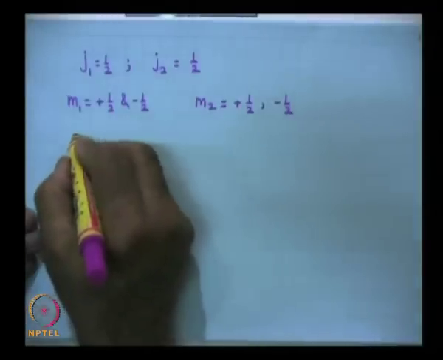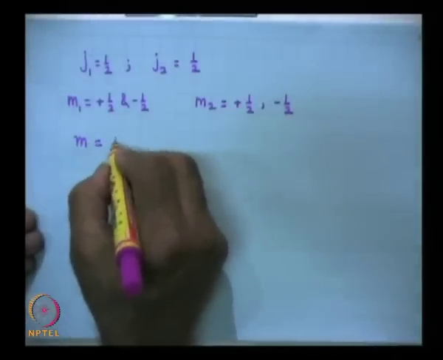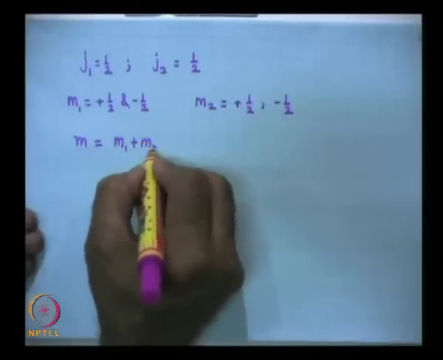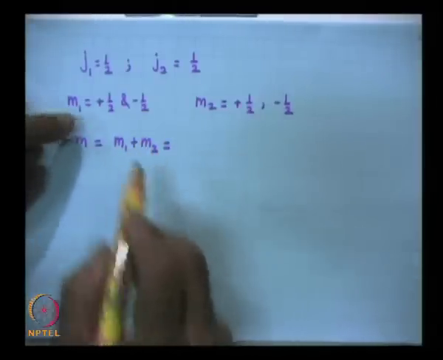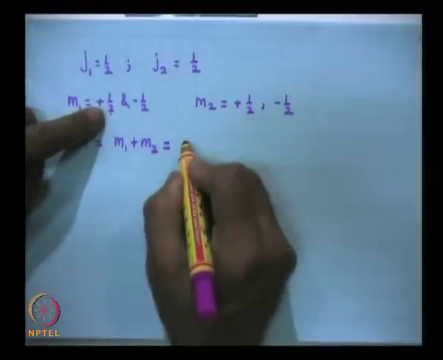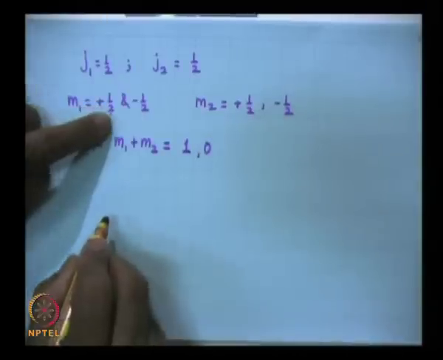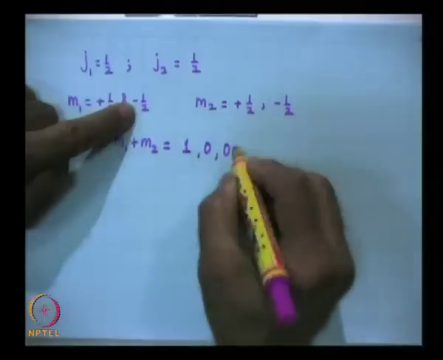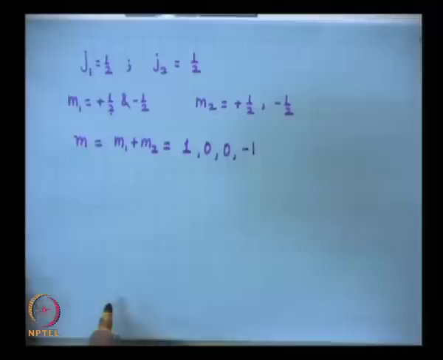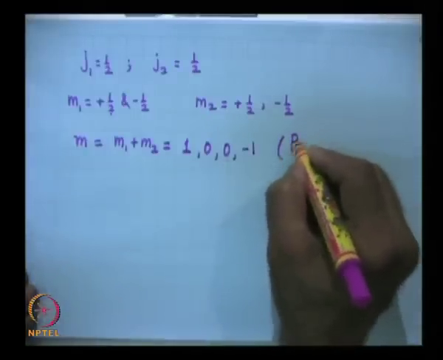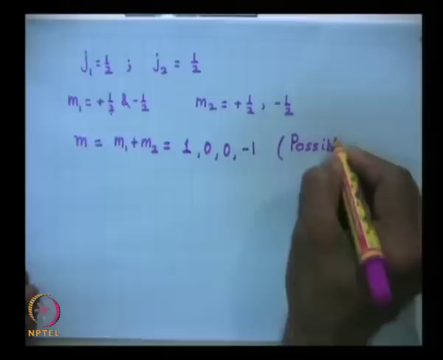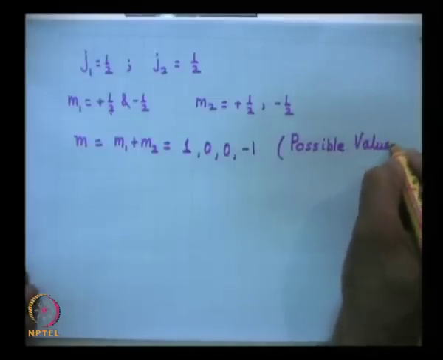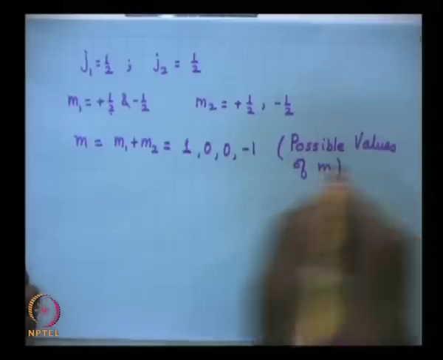So, what are the possible values of m, which is equal to M1 plus M2? The possible values of m are half plus half, which is 1, half minus half is 0, minus half and half is 0, and minus half minus half is minus 1. These are all possible values of m, that is, these are the possible eigenvalues of Jz.